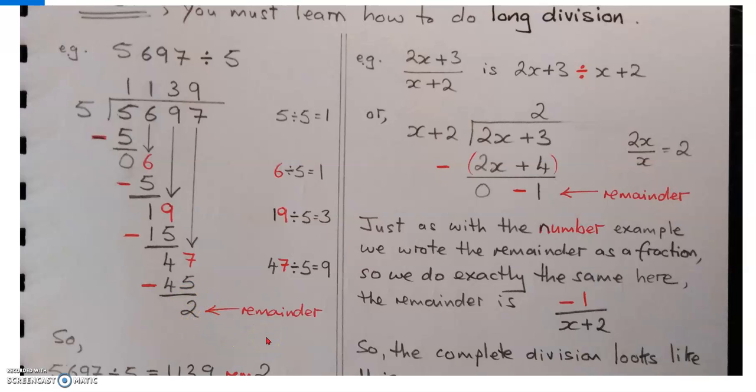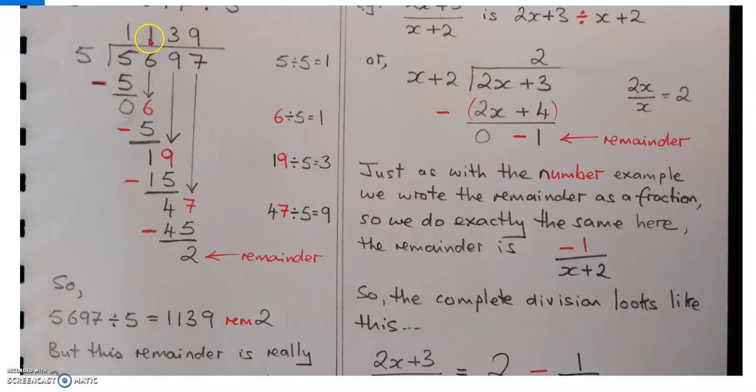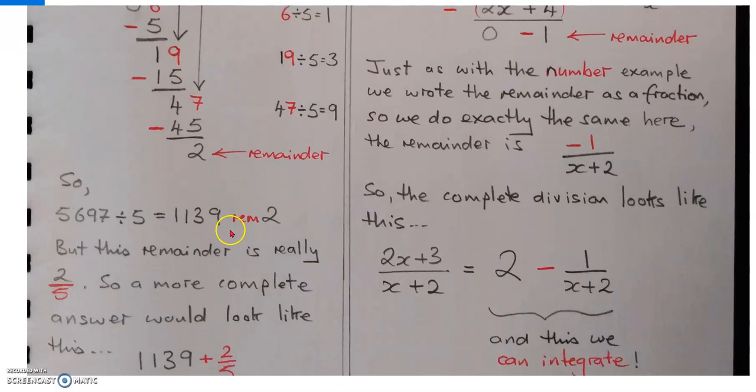So the final answer is that 5,697 divided by 5 is 1,139. There it is there. Remainder 2. But this remainder is what really?